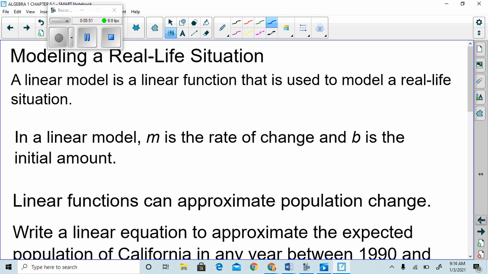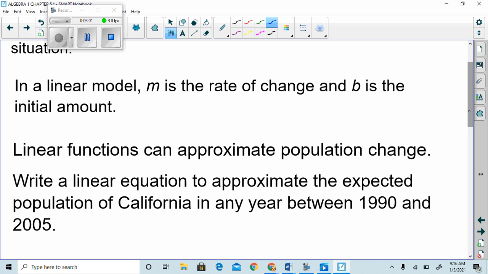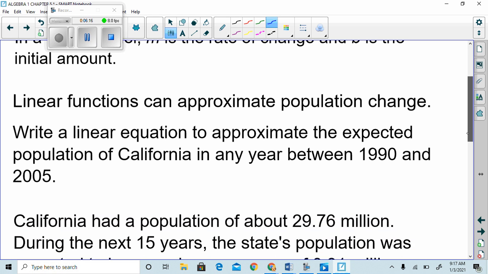In a linear model, m is that rate of change, which is our slope, and b is the initial amount, which is a constant. Linear functions can approximate, for example, population change. We're going to write a linear equation to approximate the expected population change of California in any year between 1990 and 2005. A little history lesson here.